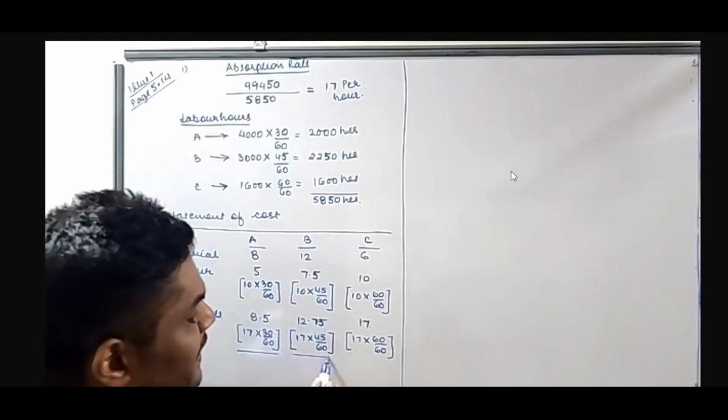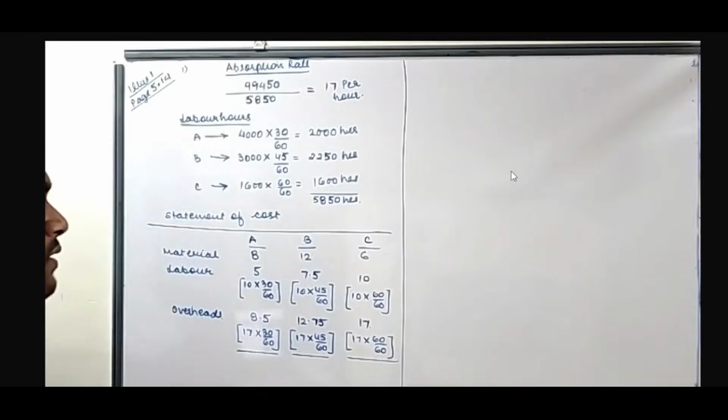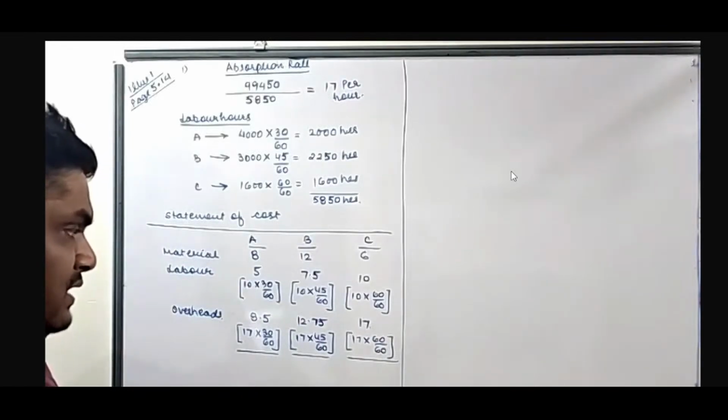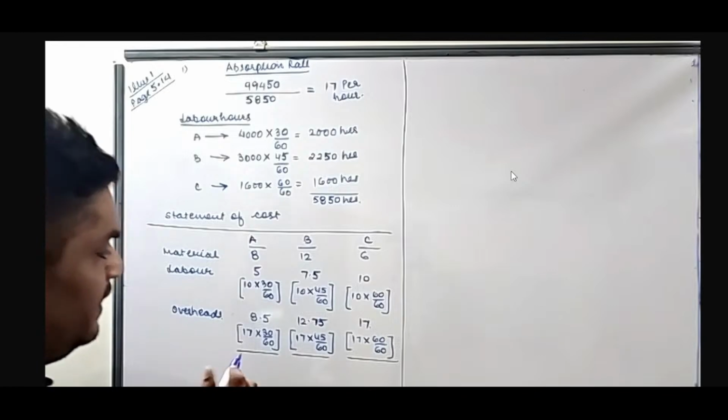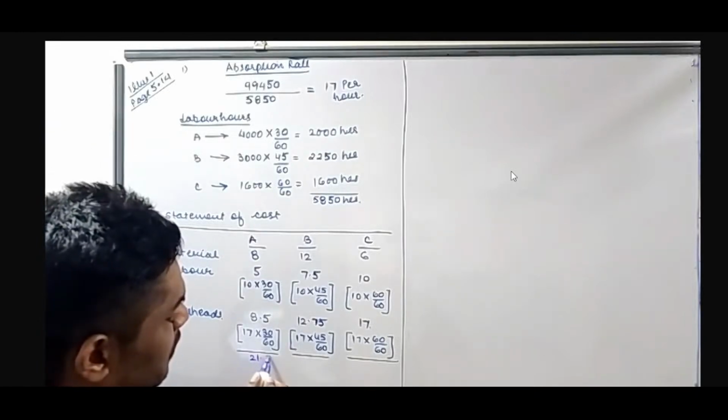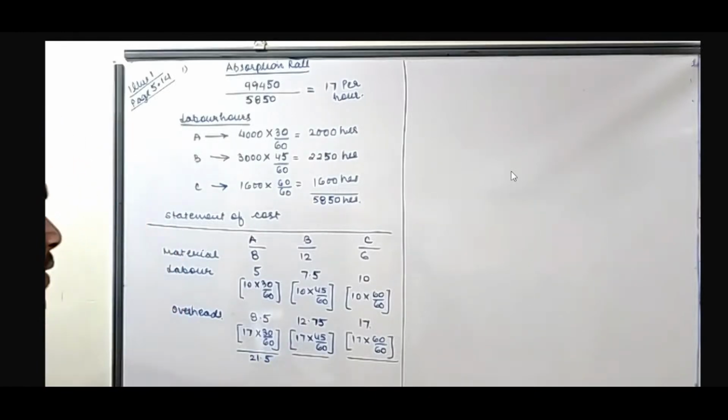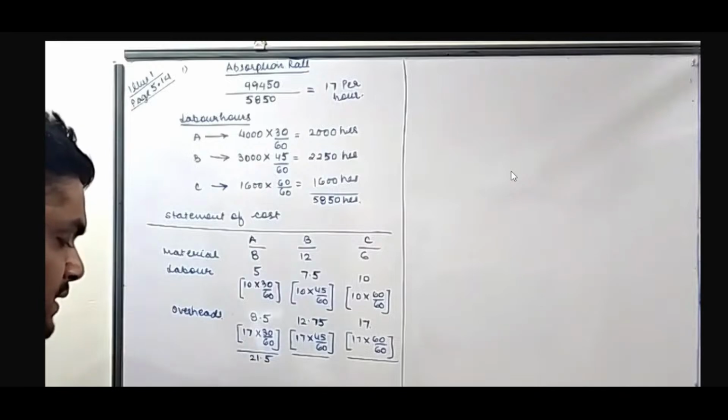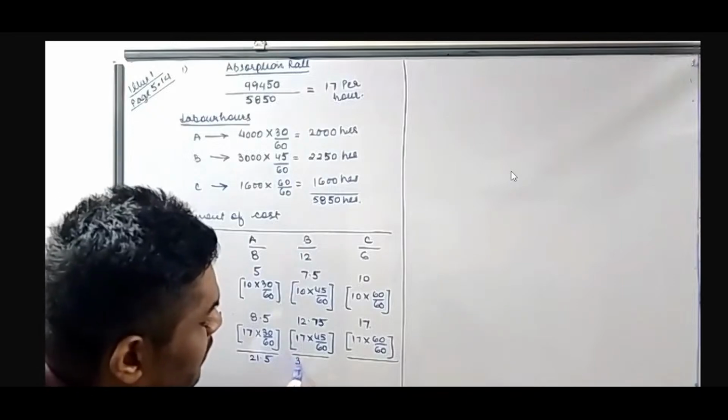This is how we will calculate the per unit cost. That is 8 plus 5 plus 8.5, that is 21.5. Then 12 plus 7.5 plus 12.75, that is 32.25.